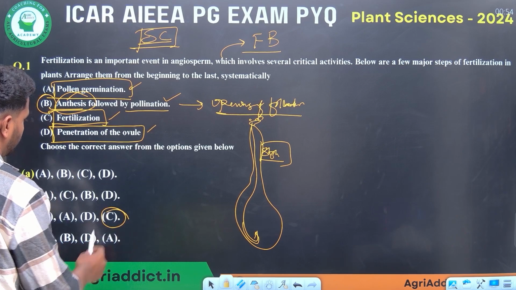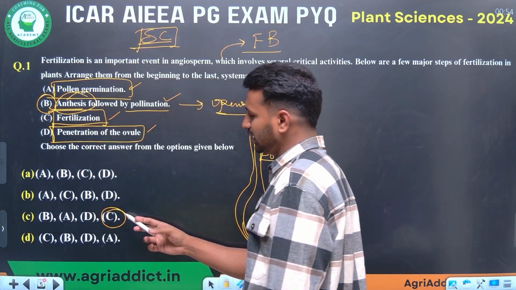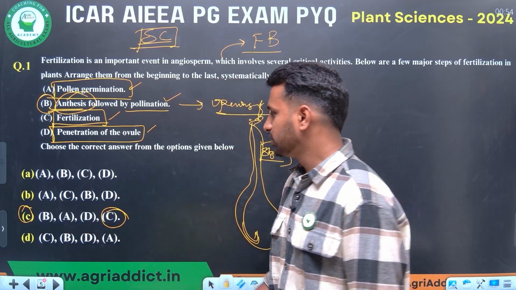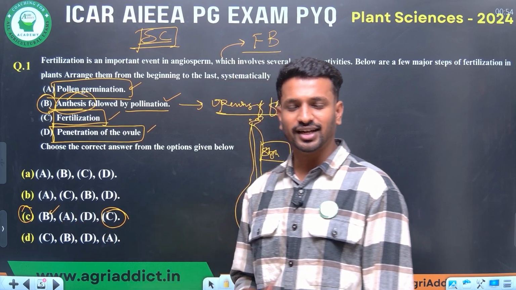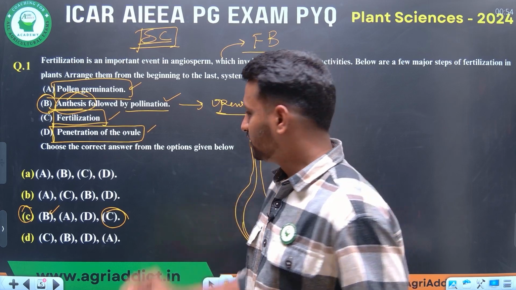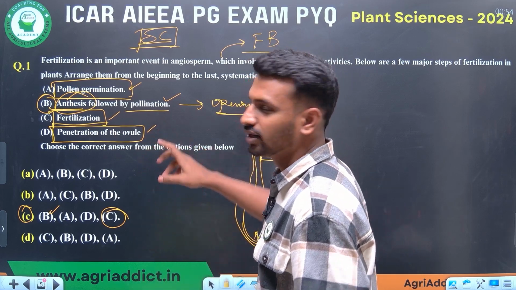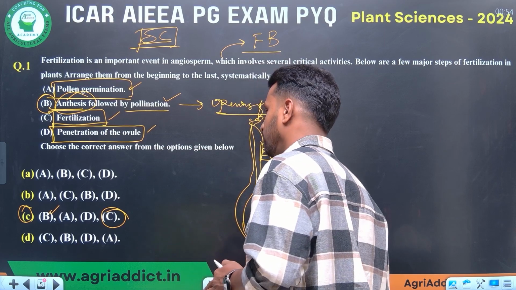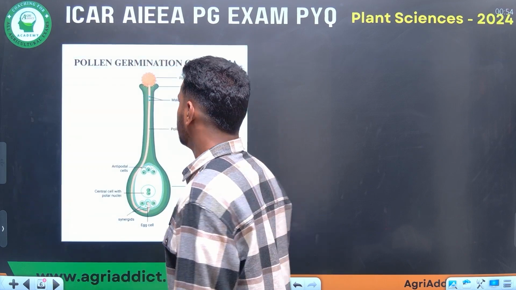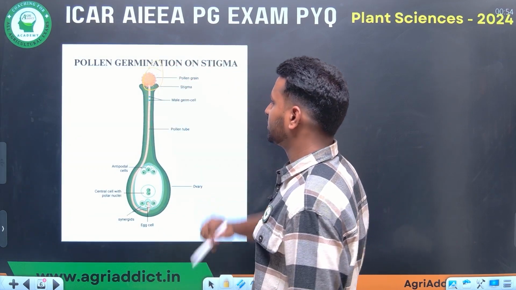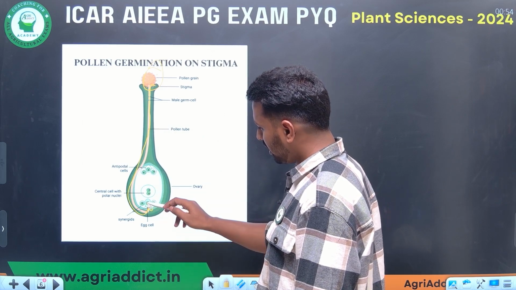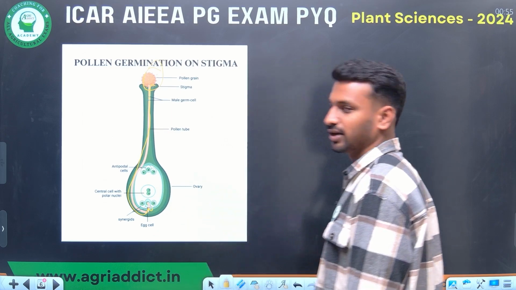Among the options, it's very easy: C is the only option which has C at the last. So we can easily mark this as the right option. This is how easy some questions will be in the exams, where you need not invest much of your time. Just see the options, see the questions, try to relate them, and you will get the answer for sure. So this is B, A, D and C. Same thing: the pollen has fallen, a pollen tube has developed, and at the last it penetrates the ovule and fertilizes the egg cell. That's it.